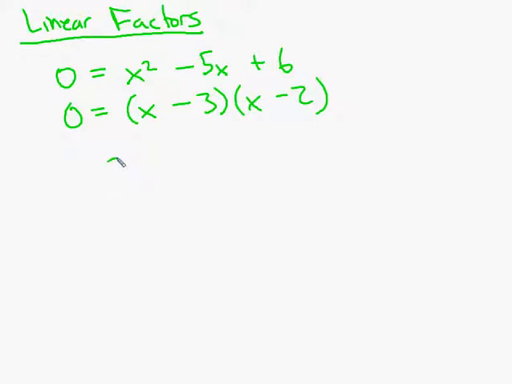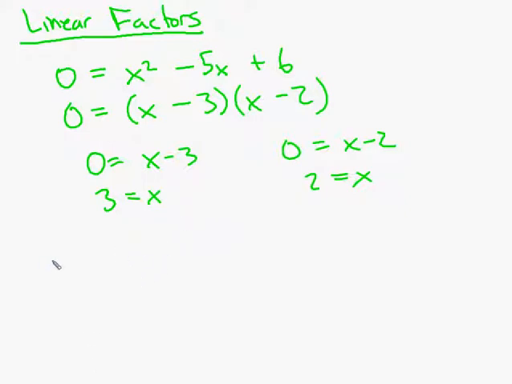So 0 equals x minus 3 and 0 equals x minus 2, right? We would have both of those, and then x is 3 and x is 2. I guess I wrote mine backwards, but that's basically the concept there.